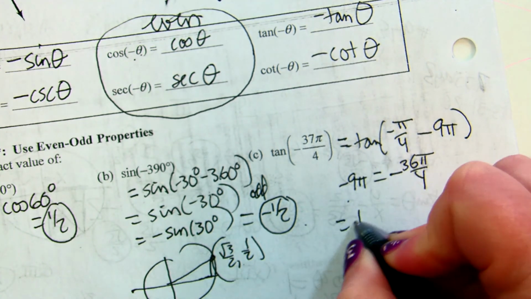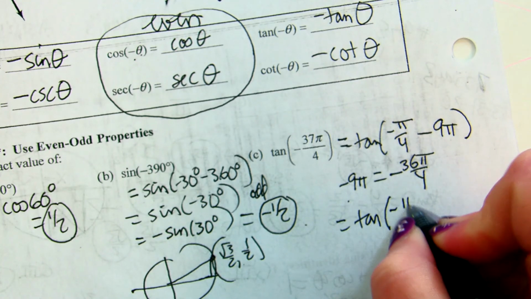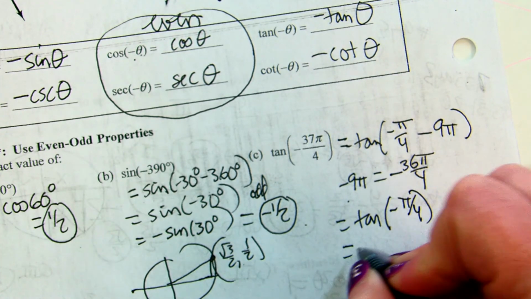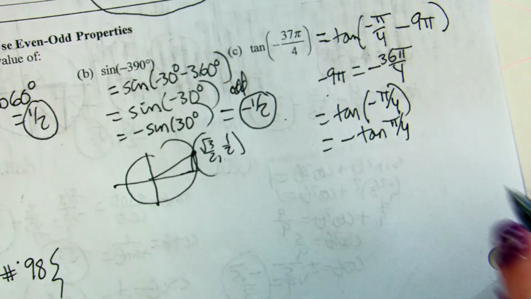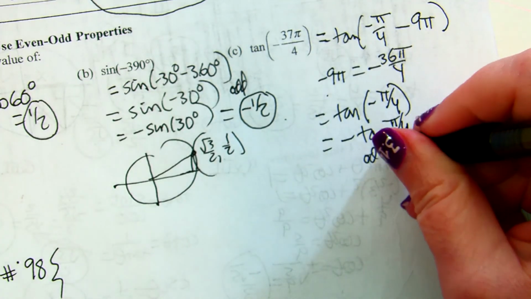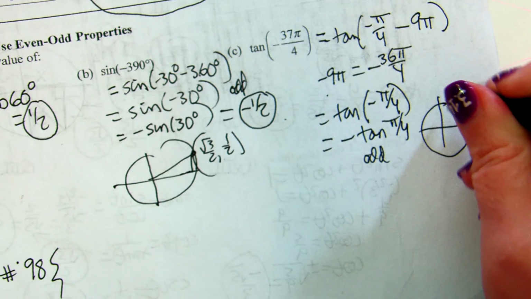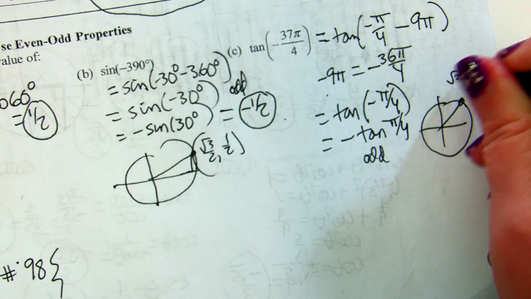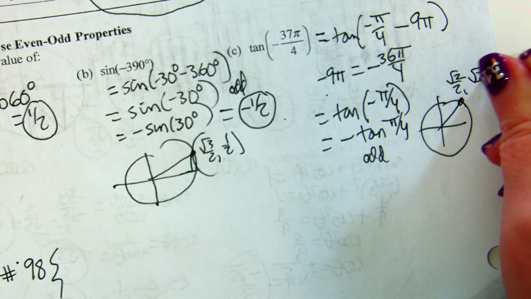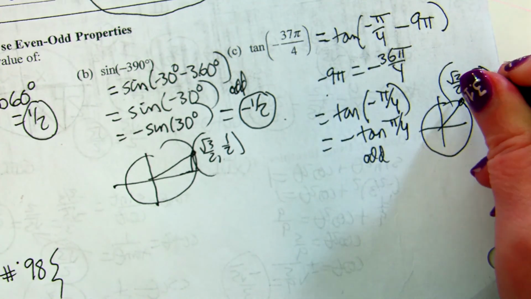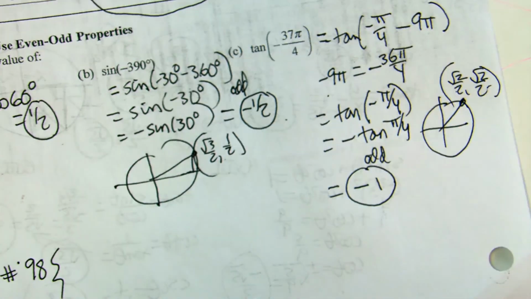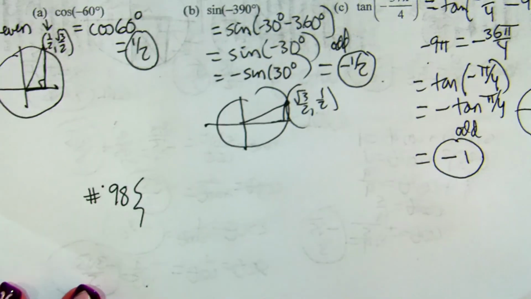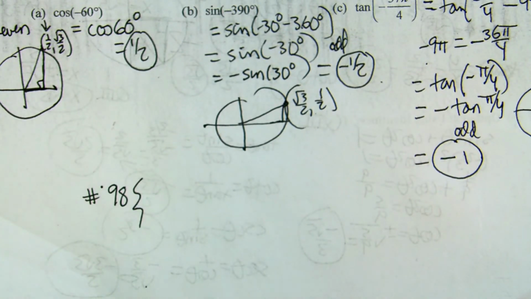So you get tangent of negative pi over 4, and you bring out the negative because it's odd. And pi over 4, hopefully you remember, is rad 2 over 2, rad 2 over 2. So the tangent is the y over x, which is just 1. So it's negative 1.